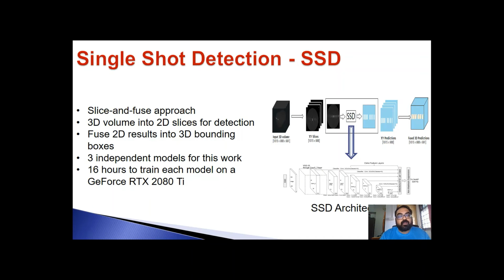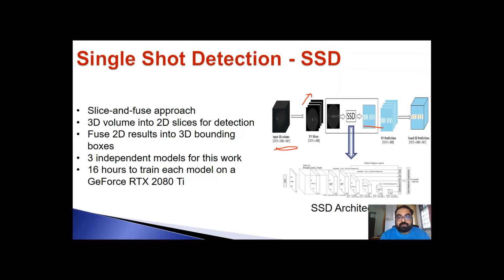As I mentioned, we call this a slice and fuse approach. Given our 3D input volume, which is about 1 billion voxels, we will slice it into 2D slices. And for each of these 2D slices, we use a single shot detector to identify tight 2D bounding boxes around this region. Once we have collected these 2D bounding boxes for each of these different slices, we combine them together into fused 3D predictions to get tight 3D bounding boxes.